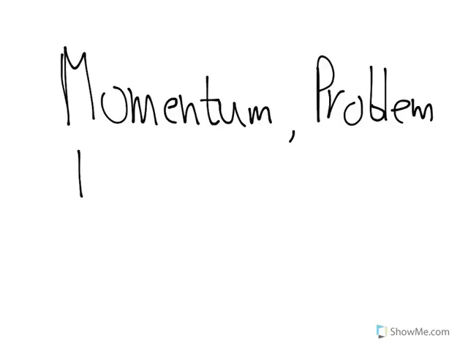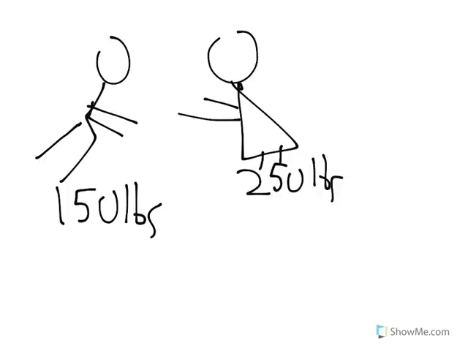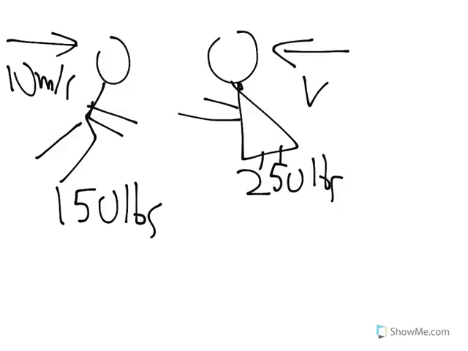Now that you've learned a little about momentum, you're ready to move on to do some actual problems. For this problem, imagine there's two football players running toward each other. A smaller one who weighs 150 pounds is colliding with a bigger one who weighs 250 pounds. I'll give you the velocity of the smaller one as 10 meters per second to the right, and the velocity of the larger one is some velocity v. You have to figure out his velocity based on certain information.